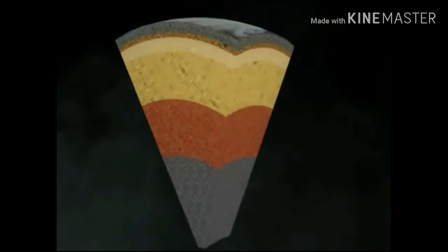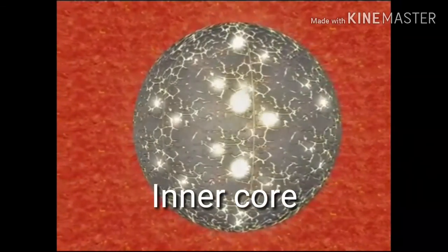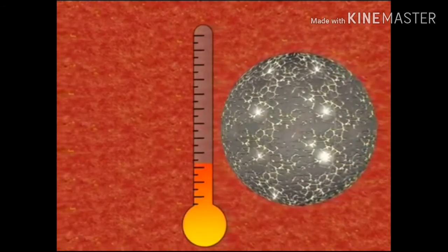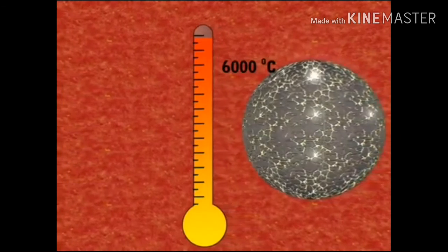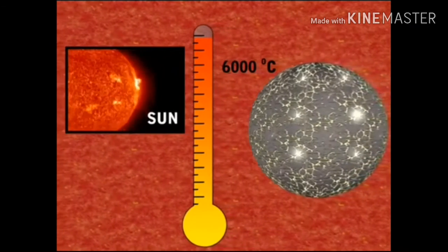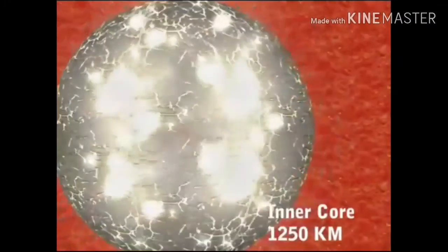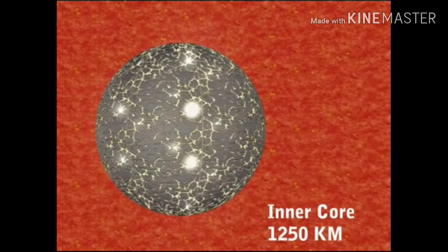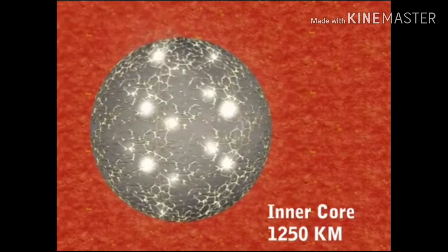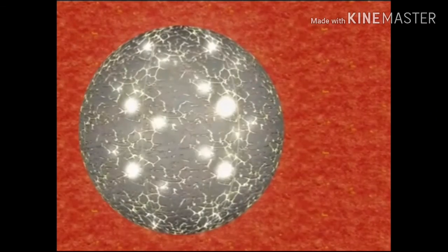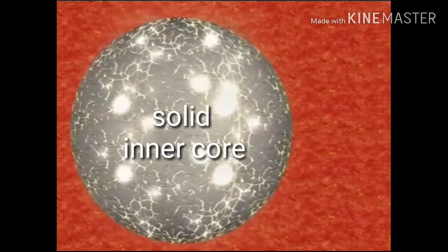We now come to the innermost layer of the earth, the inner core. The inner core has a temperature of around 6,000 degrees Celsius. This is nearly the temperature of the Sun's surface. The inner core has a depth of 1,250 kilometers. Unlike the outer core, the inner core is in a solid state. The intense pressure of the layers of the earth ensures that the inner core remains solid in nature.